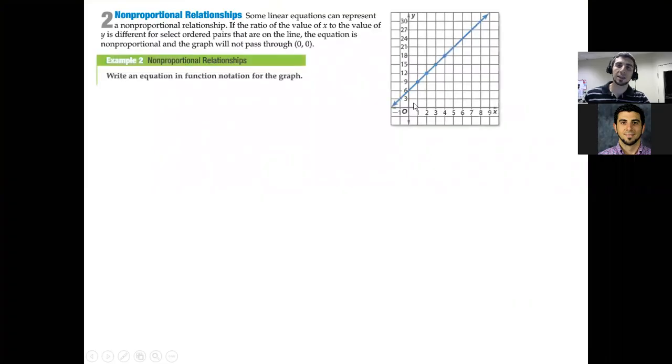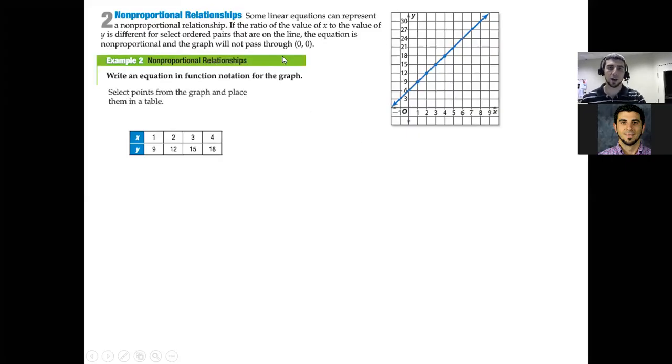So here's an example. This graph right here has a linear relationship, but it is non-proportional because it doesn't pass through (0, 0). Actually, the y-intercept is up here at 6. So write an equation in function notation for the graph. One of the things we can do is make a table of values from the graph. So we picked off these 4 points right here: (1, 9), (2, 12), (3, 15), and (4, 18).